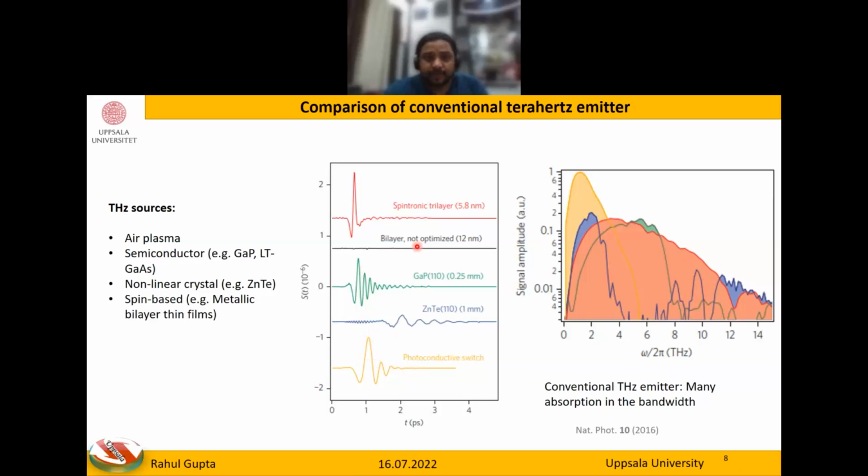But if we take the fast Fourier transform of this time domain signal, one would get the frequency domain spectra, where you can see this red curve doesn't have any kind of absorption in the range of 0.1 to 12 terahertz. But other sources like zinc telluride have an absorption gap here, and the photoconductive antenna is only limited to 6 terahertz. So in terms of bandwidth, the spintronic terahertz emitter has an advantage.